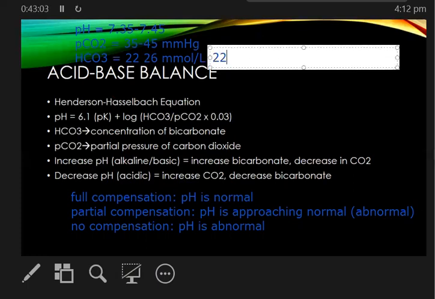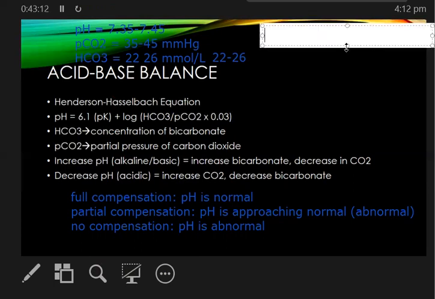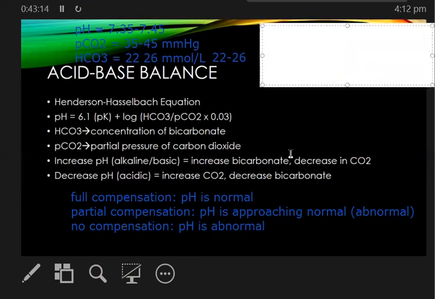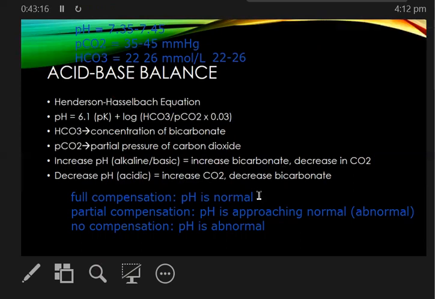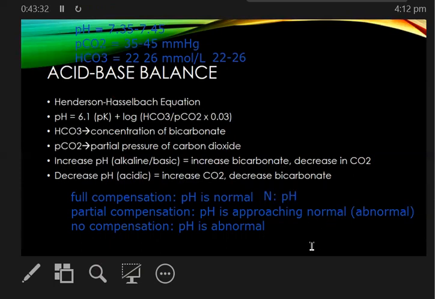22 to 26 millimoles per liter. Okay. So full compensation class. So when we talk about full compensation, only the pH is normal. The other two parameters are abnormal.